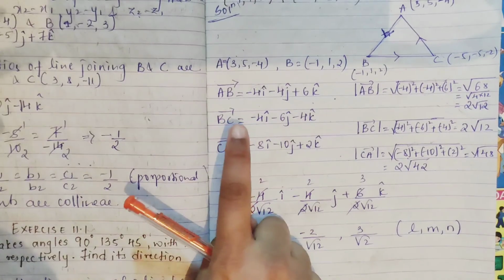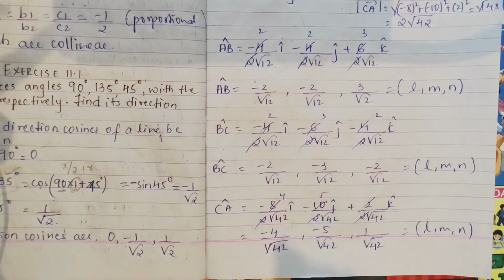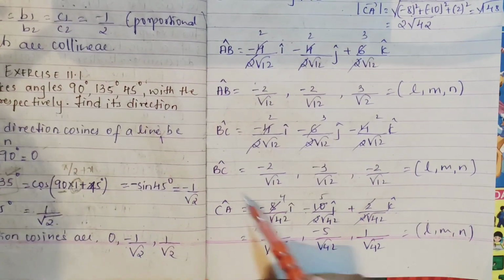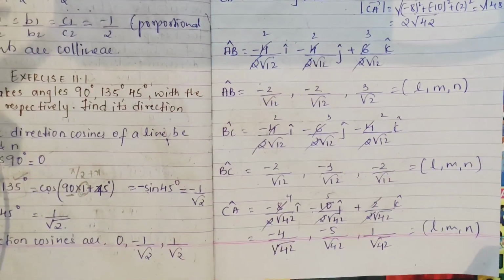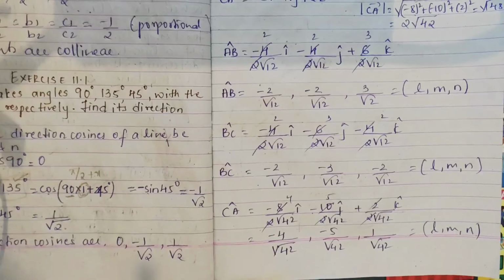Similarly, find them for BC and CA. In the same way, for your BC cap and your CA cap, we can find the direction cosines. I hope this is clear. Please note it down. It is the same as your vector algebra. It's a very easy concept.